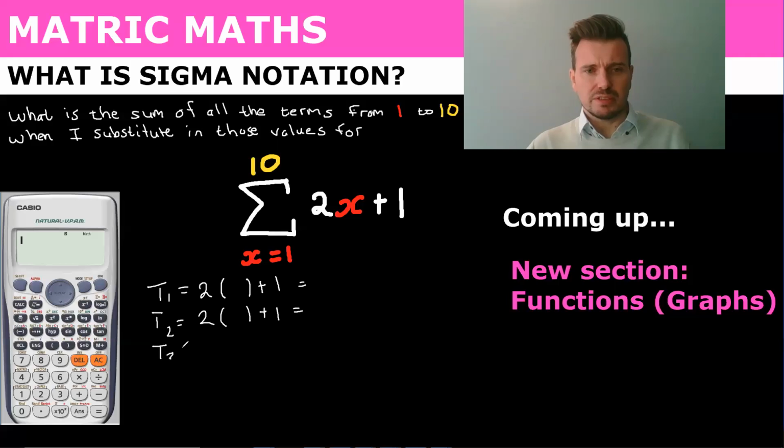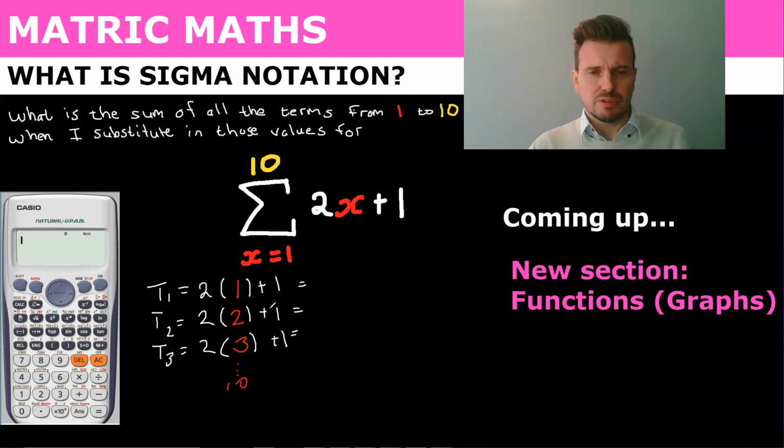And t3, and once we've substituted in all of the terms, we're not going to go all the way up to 10. That takes too long, so we're going to look for a pattern. So t1 we substitute in 1 for x, t2 we substitute in 2 for x, and t3 we substitute in 3 for x. So we go all the way up to 10. And let's look at what we get. The first one we get is 3, then we get 5, and then we get 7.